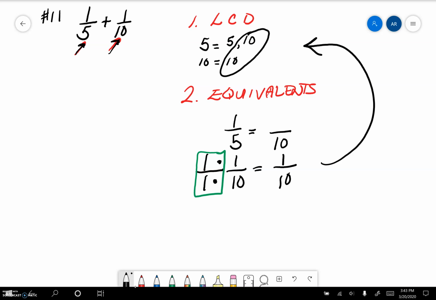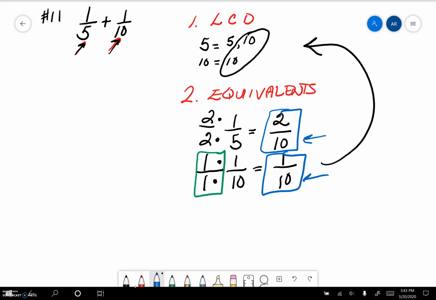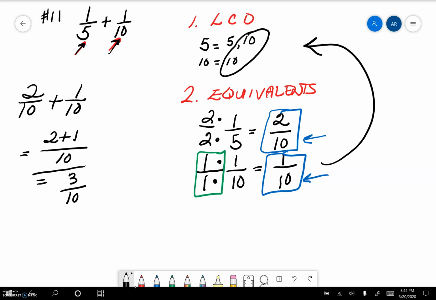So now we go over here to 1/5, and I ask myself, okay, well, 2 times 5 equals 10. So what you do at the bottom, you must do at the top. So 2. Now I just came up with my equivalent fractions, and they both have the same denominator now. So I can go ahead and take those numbers over here, and I can now add them. So now I have 2/10 plus 1/10, and we learned that we could just rewrite that as 1 fraction over 10, and that would become 3 over 10, and we cannot simplify that any further.